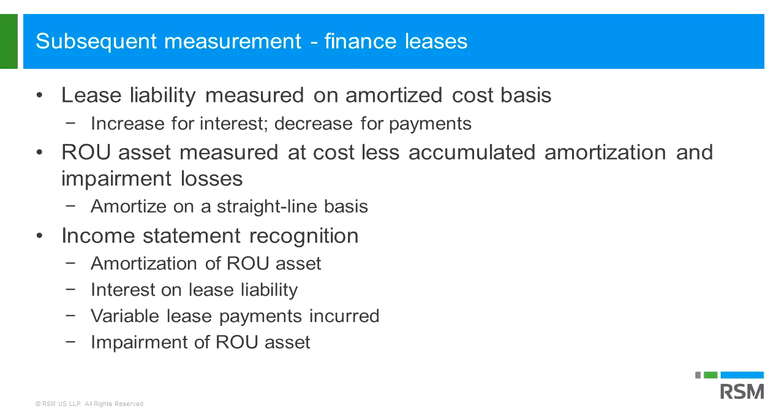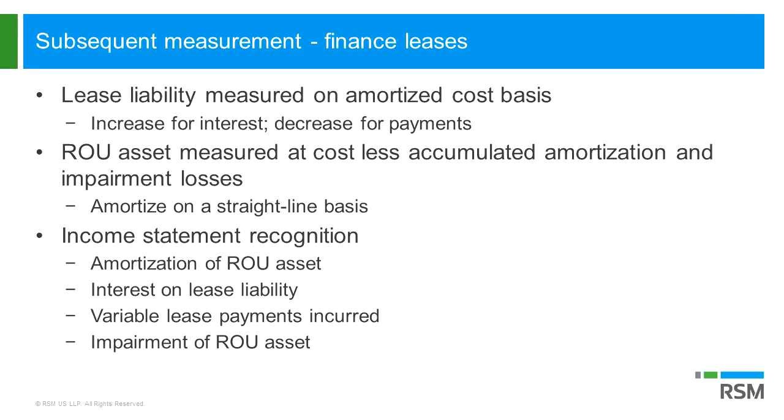Subsequent measurements specific to finance leases. After a lease commencement, the lease liability on a finance lease is measured on an amortized cost basis. The liability is increased for any interest and decreased to reflect any payments made in the period.